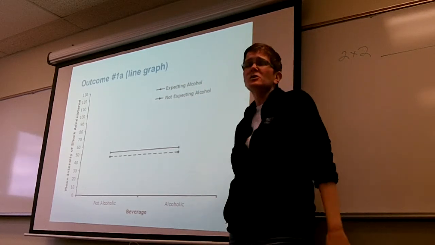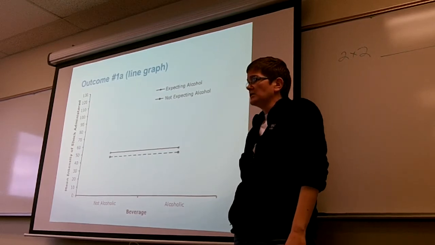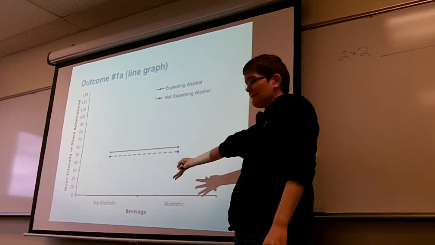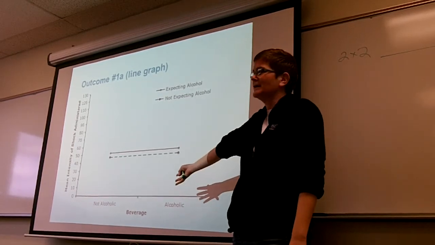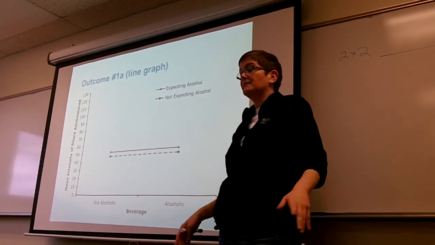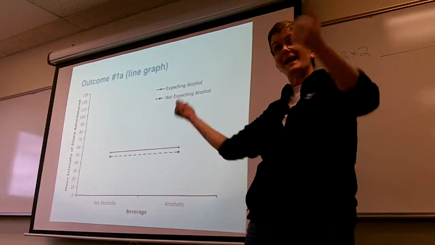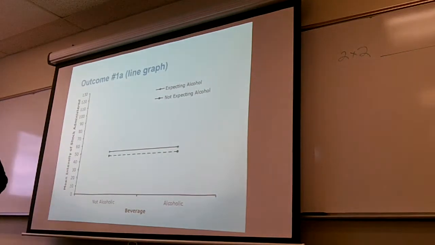Are these lines moving towards each other? No. They are totally parallel. So, no interaction. So this is pretty much the boring graph of all boring graphs. We have no effect of IV1, no effect of IV2, and no interaction of IV1 and IV2. Boring. Okay? Unless you want to find support for the null hypothesis, in which case, yay, it would totally work. Everything worked out great.